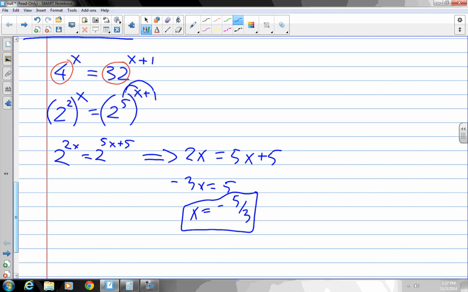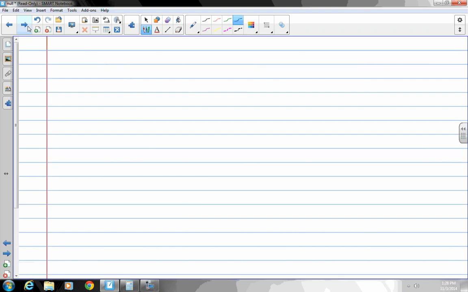Bases were different at the beginning, but then we realized that 4 and 32 do have a common base that we can use. In this case, it was 2, so we express both in terms of base 2, then we use rules of exponents and got ourselves a linear equation. Questions on that? That makes sense? Yeah? Okay. Let's try this.